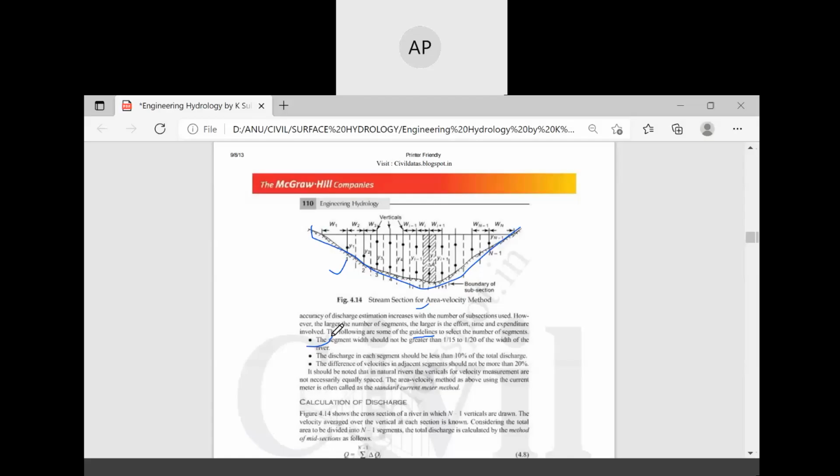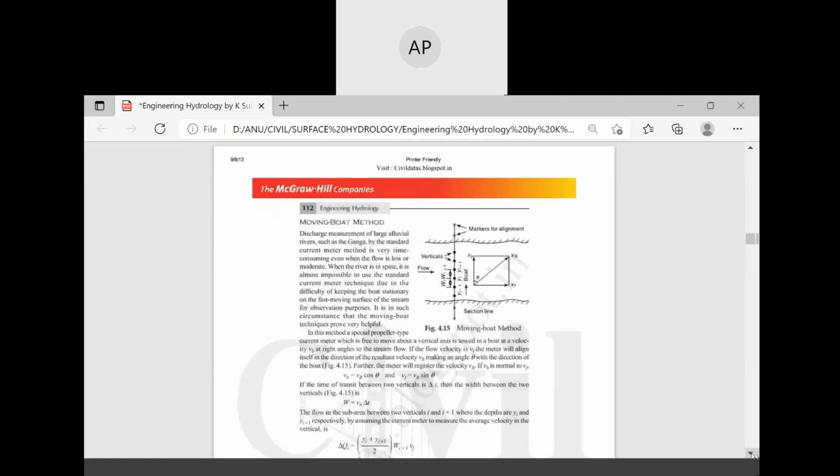The guidelines where we have to select the segment width should not be greater than 1 by 15 to 1 by 10. These things we have discussed, isn't it? Calculation of discharge. There is one formula given, how we can calculate. Numerical is not discussed, I think. So we will discuss the numerical later.